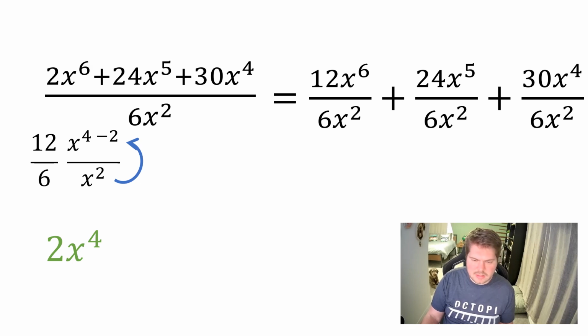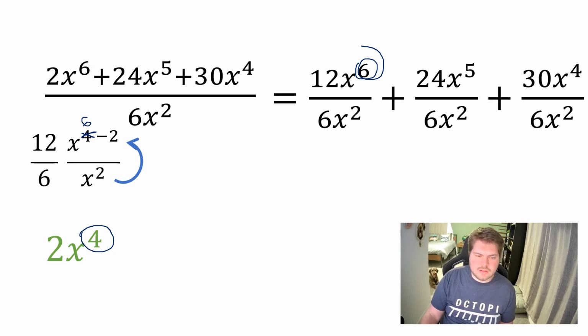Oh my goodness. Wait. Oh, it was to the 6th? How did I mess up? I messed up here. 6 minus 2, 4. All right, so at least that's right.